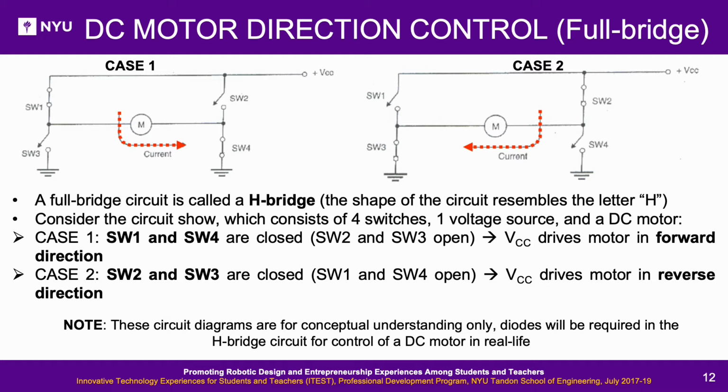Case 1. SW1 and SW4 are closed, SW2 and SW3 open. So VCC drives motor in forward direction. Case 2. SW2 and SW3 are closed, SW1 and SW4 open. So, VCC drives motor in reverse direction. Note: these circuit diagrams are for conceptual understanding only. Diodes will be required in the H-bridge circuit for control of a DC motor in real life.